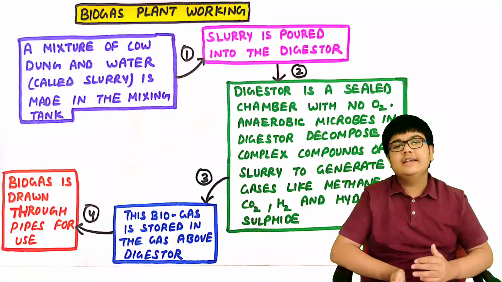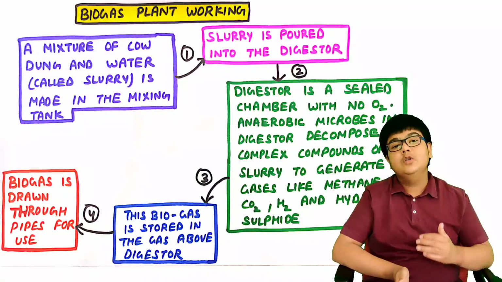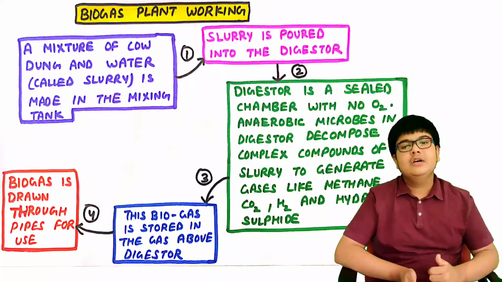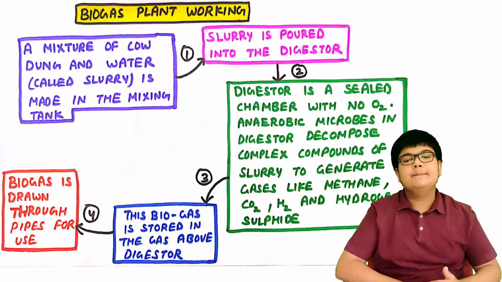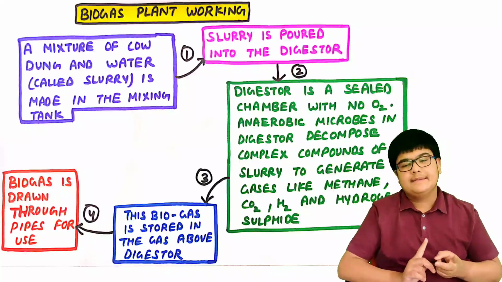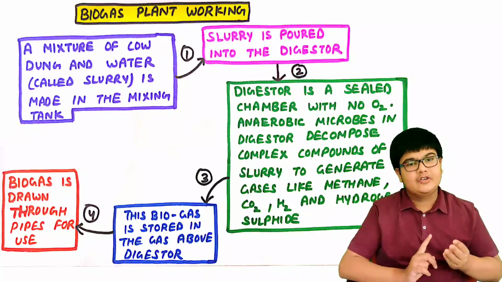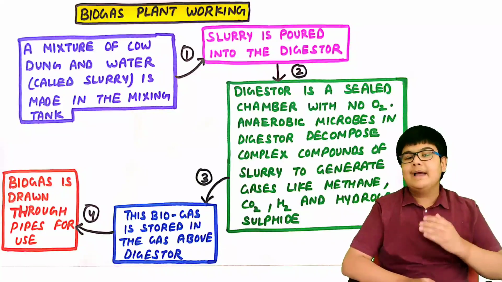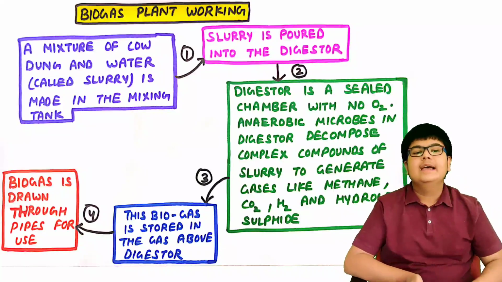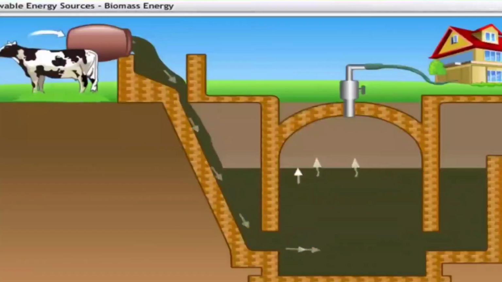The digester is a sealed chamber with no oxygen. Anaerobic microbes in the digester decompose complex compounds of slurry to generate gases like methane, carbon dioxide, hydrogen and hydrogen sulfide. This biogas is stored in the gas tank above the digester. Biogas is drawn through pipes for use from this gas tank.